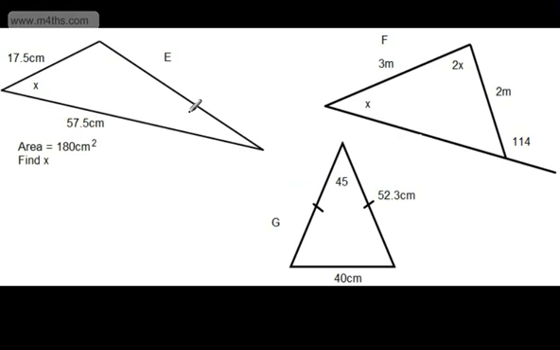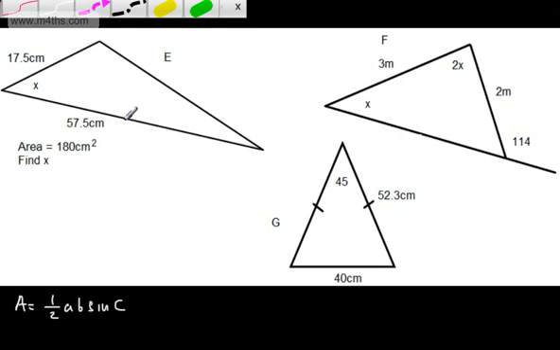Okay, in this particular example, in E, we've got now the angle X, we've got one side, and then we've got this side right here, and we're told that the area is 180 centimetres squared. So if we consider now that the area is given to be 1/2 AB sine C, we can work this backwards. So if we wanted to label these up, certainly don't have to.